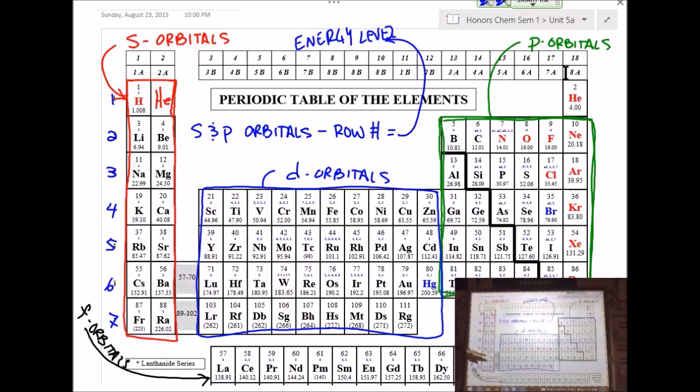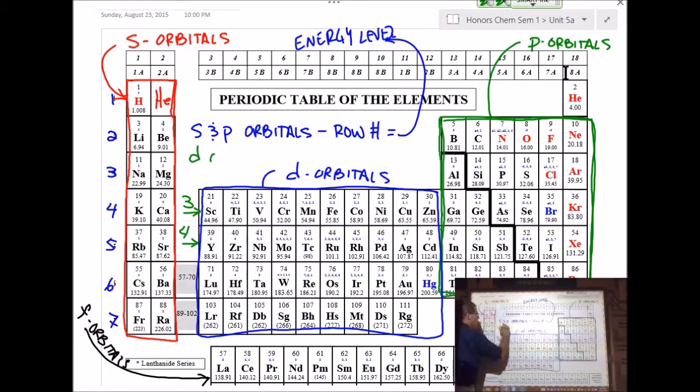and so on. Over here, you'll notice that the p's start where? At what row? 2. Okay, so the p's start in a 2, so 2p, 3p, 4p, etc. The d's are actually 1 less. So it's in row 4, but this is a 3d orbital. It's in row 5, it's a 4d orbital. And I'll talk about why that is once we start doing the configurations.